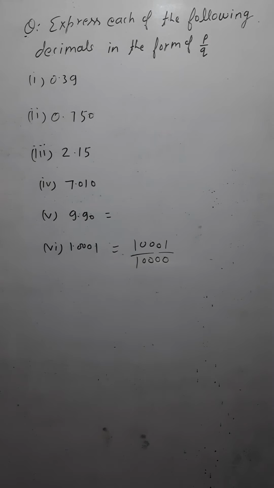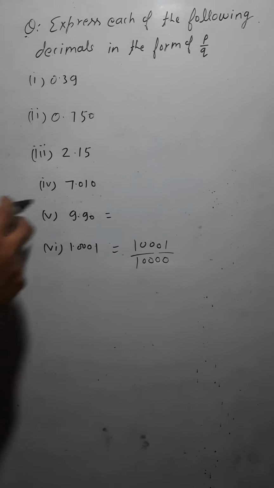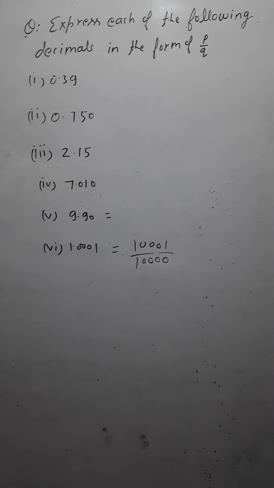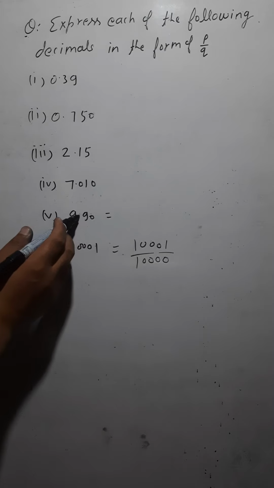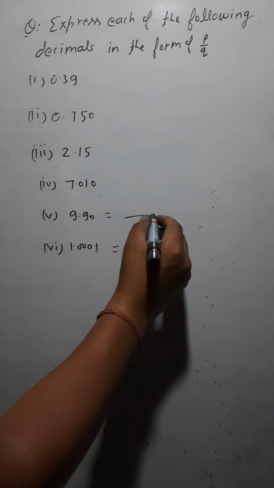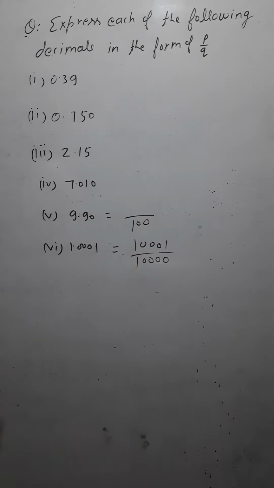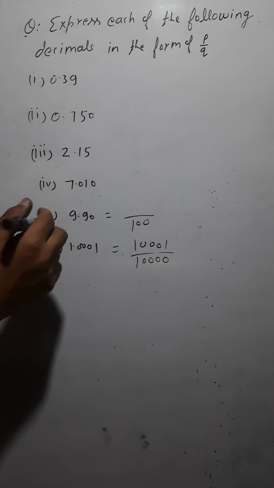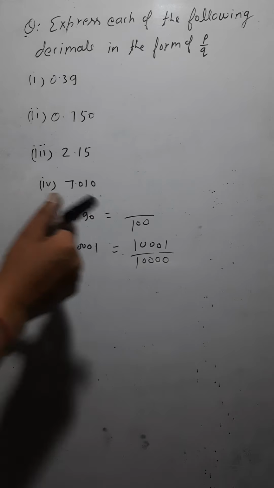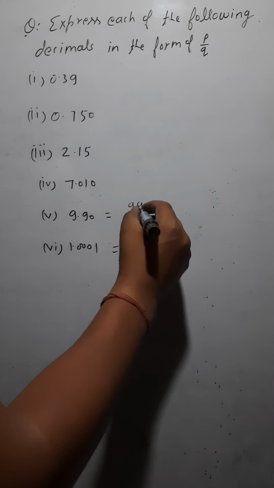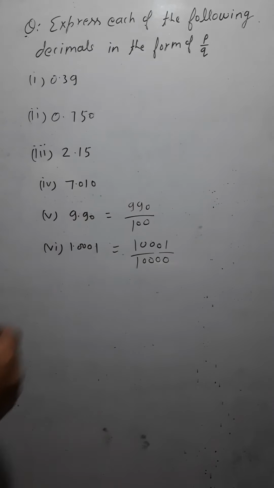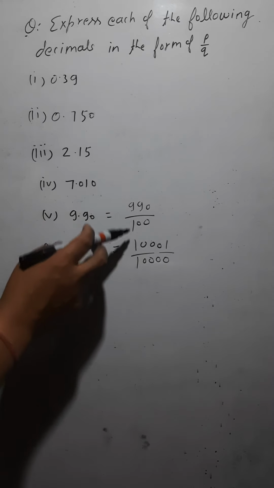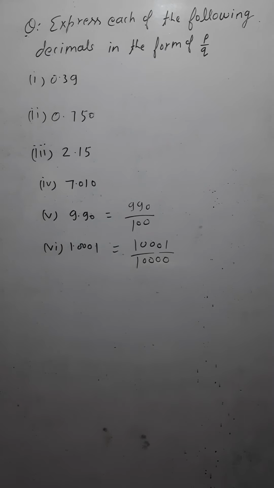Are you getting this? Okay, now let's do this fifth one also. Here, after the decimal, how many digits are there? 2 digits are there, 1 2. So right here, 2 zeros downside, then 1. Now if you remove the decimal from here, what is left upside? 990. So it would be 990 by 100. We have expressed this in the form of p by q.